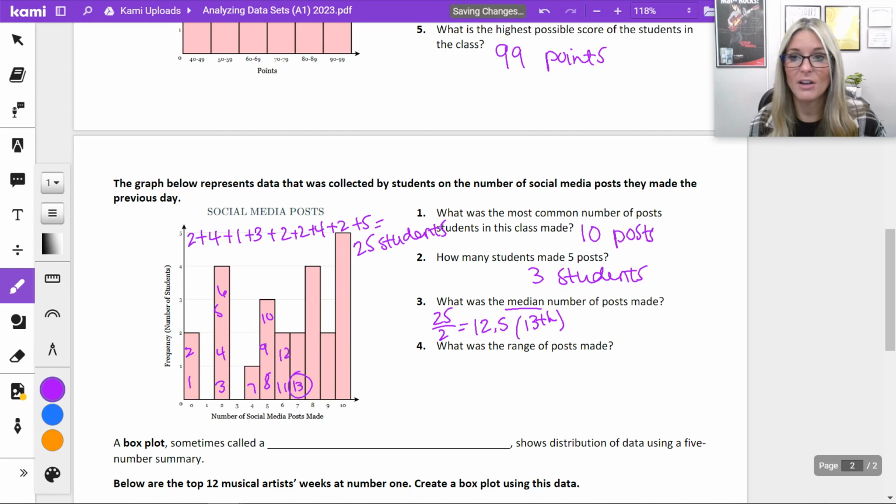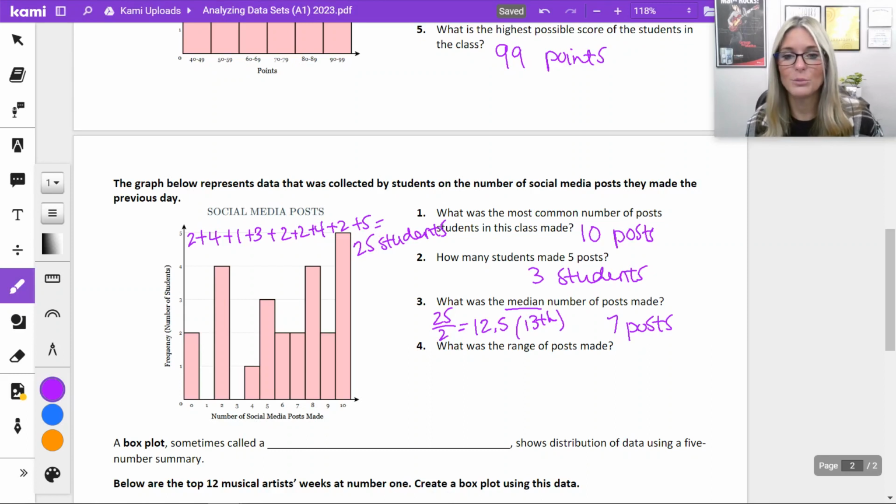in that 7th column. Kind of the same way on the other side, you could go 1, 2, 3, 4, 5, 6, 7, 8, 9, 10, 11, 12. You still have that 13th circled, okay? So we were in the 7th column. 7 posts was the median number made by students.